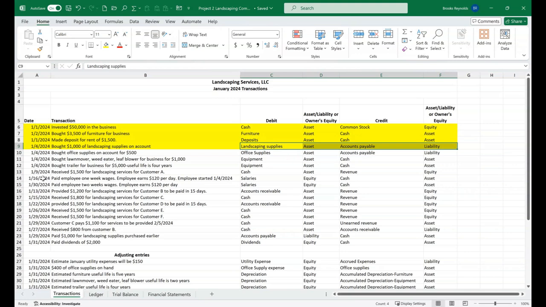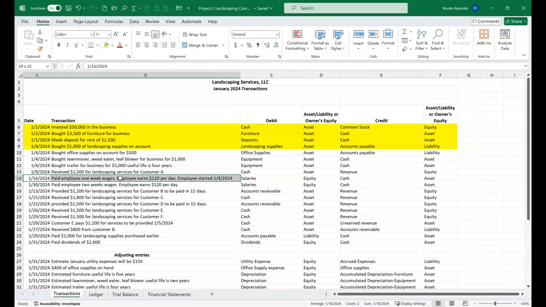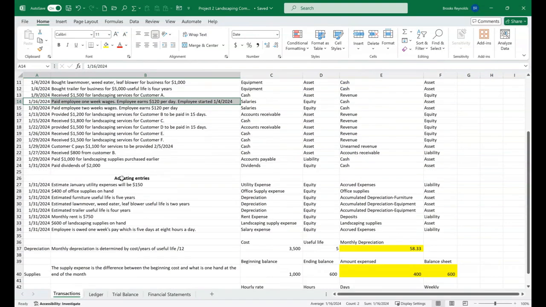Let's go down and say paid employee 1 week wages. Employee earns $120 per day. Employee started on 1/4/2024. A week's pay is 5 days. Okay. So if we paid employee 1 week, then they make $120 a day, and we're going to pay them $600. All right, 120 times 5 is 600.